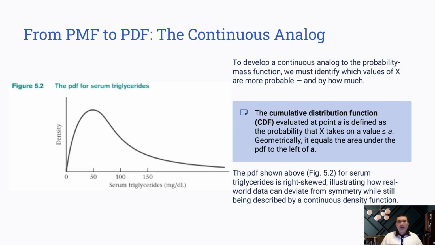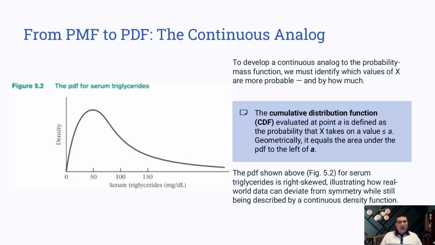Alright, let's connect this idea to something new. When we move from a probability mass function to a probability density function, we're basically shifting from discrete values to a continuous setting. Instead of asking, what's the probability of this exact value, we start thinking in terms of ranges and where values are more likely to fall.